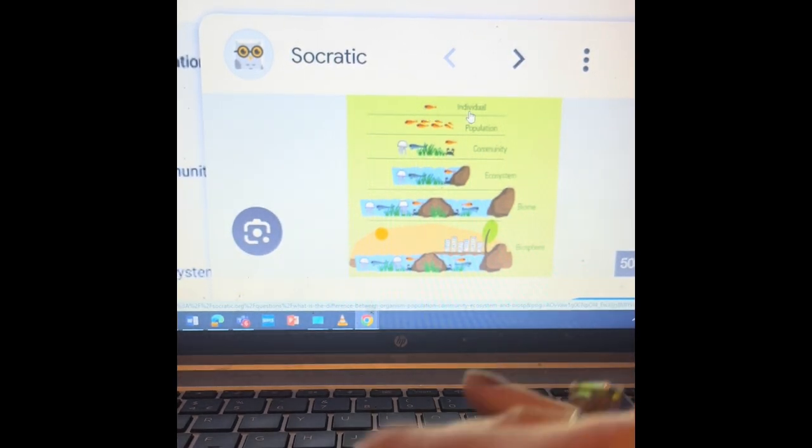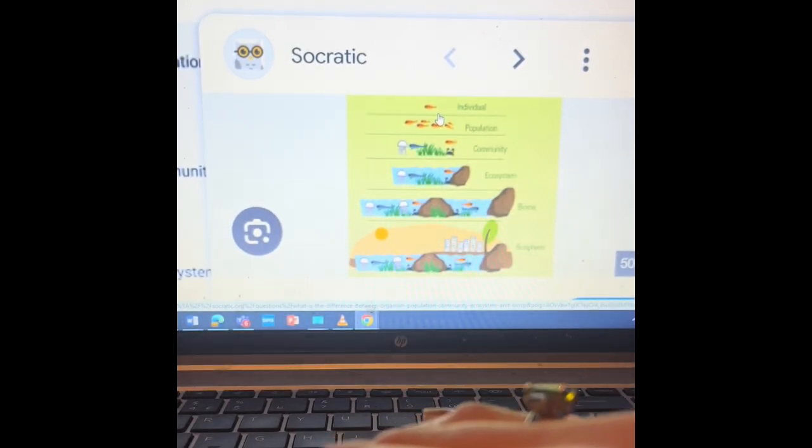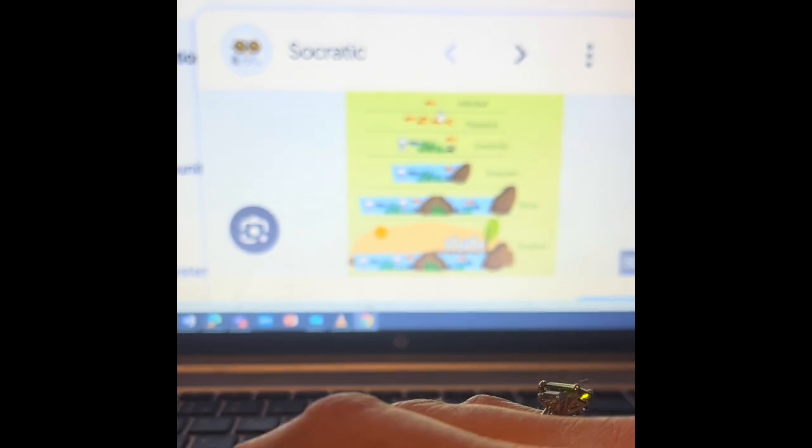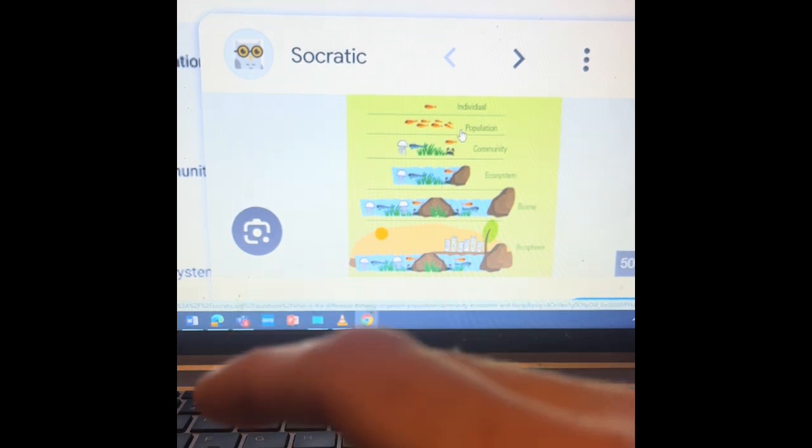If you're asked about an individual, that is just one organism. Doesn't matter what it is. It could be a plant. It could be like an animal. A population is only referring to one species. So you can see in this picture alone, you've got 1, 2, 3, 4, 5, 6, 7 fish. So that is the population of fish. It doesn't include anything else that is living, just the fish.